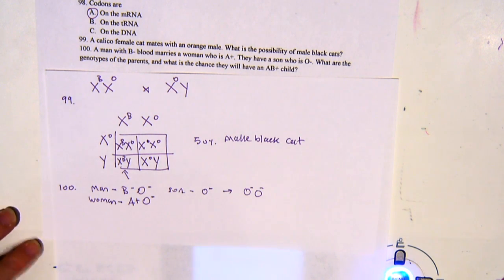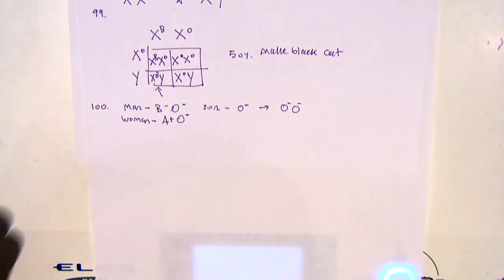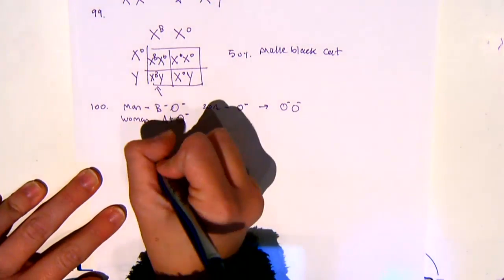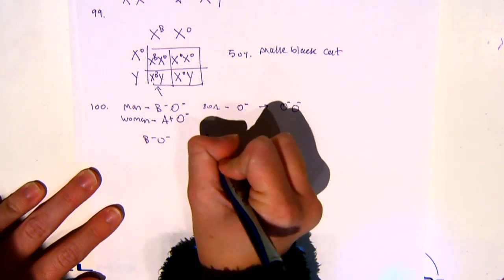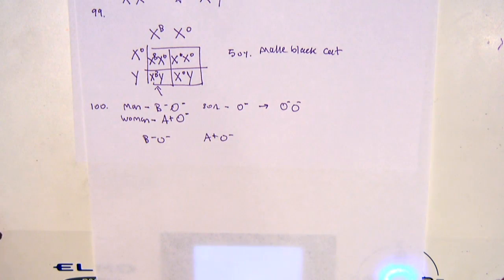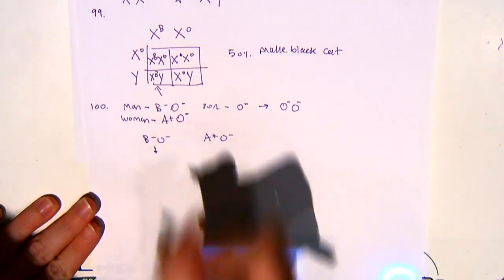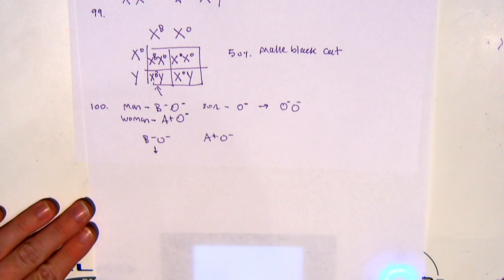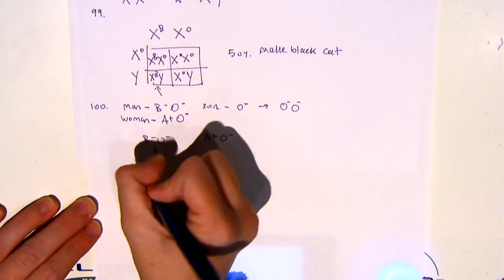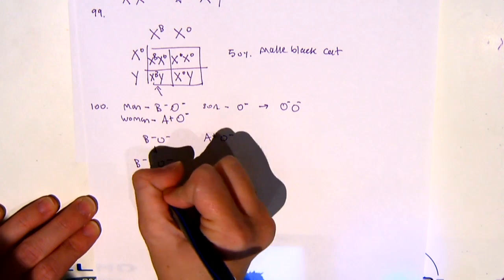So now that we figured out their genotypes, we're going to have to treat this like a dihybrid cross because we're dealing with two traits. We have blood type and Rh factor. So we're going to have to figure out what possible combinations the man and the woman can make. The only thing, well, I guess the two things that the man could make would be B minus or O minus.